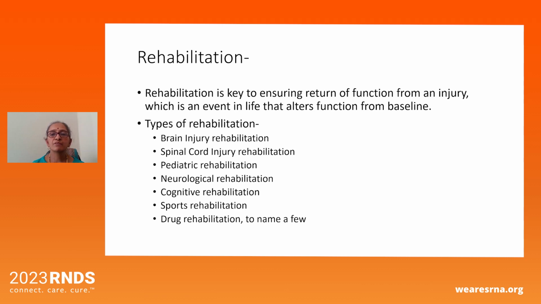There are various types of rehabilitation depending on which part of the body is affected. So there's brain injury rehabilitation, spinal cord injury rehabilitation, pediatric, which specifically focuses on children, and neurological, which is basically looking at the neurological aspects that are affected. And of course, sports rehabilitation, cognitive rehabilitation, and drug rehab.